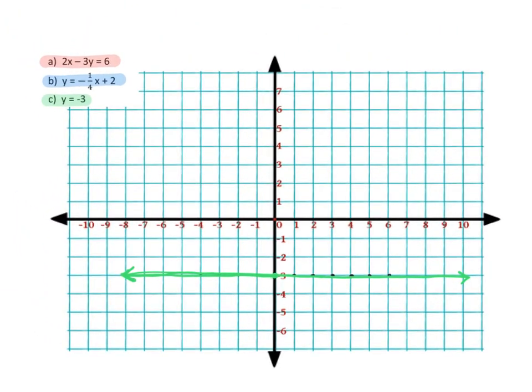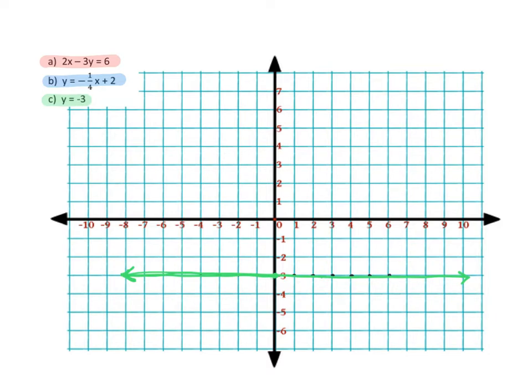That's the third one. I'm working in reverse order because I think A is the most difficult of the three. So let's talk about that blue line. Y equals -1/4 x plus 2. Let's go back to Algebra 1 for a minute. How do we graph a line like that? Y equals -1/4 x plus 2.